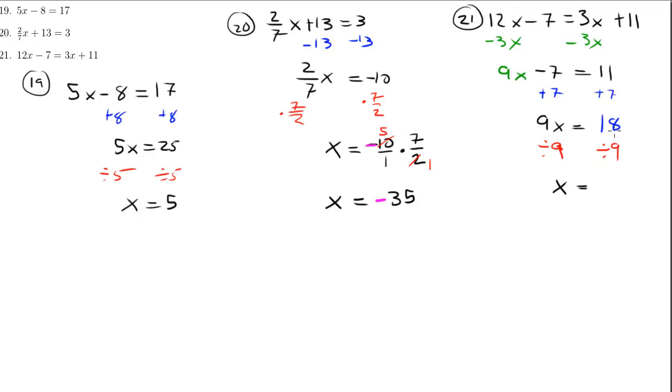X is equal to 18 divided by 9, 2. And if I wanted to, I could go back and check. 24 minus 7 is equal to 6 plus 11. I believe it is. Great. Next set of exercises. More solving. Okay.